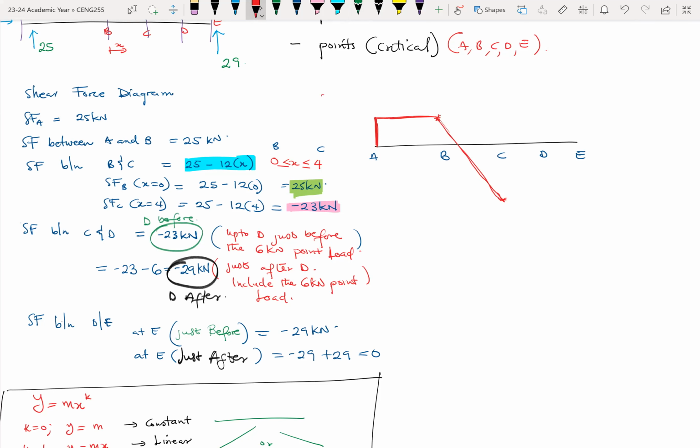So then between C and D, it remains constant. But at D, because it's encountering a point load, we'll have that shearing behavior. Okay. So here is one shearing behavior, now another shearing behavior. Then between D and E, it is constant. And then when it gets to E, another shearing behavior. And this becomes your shear force diagram.